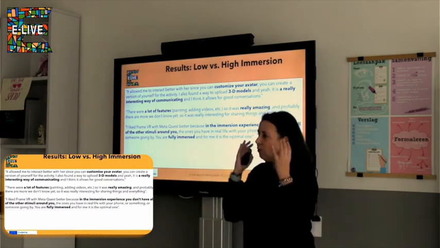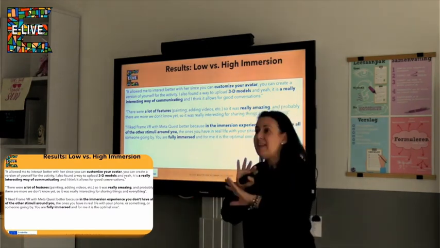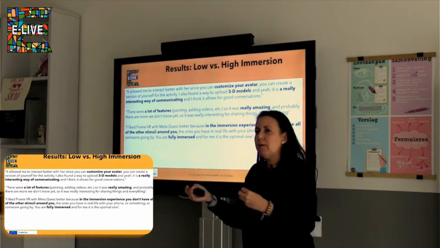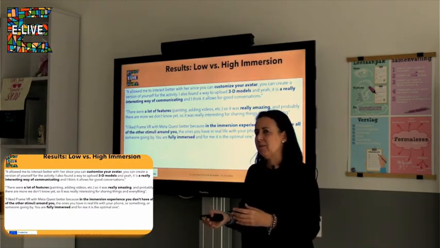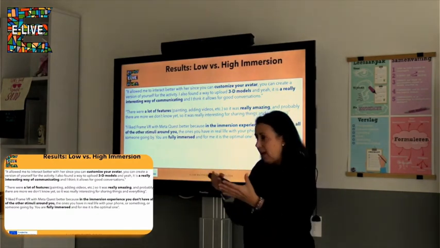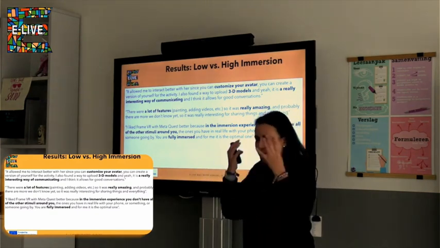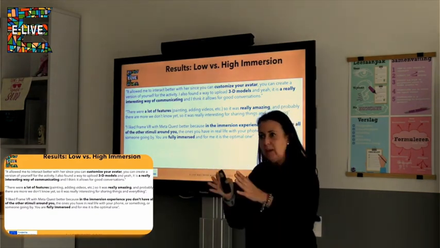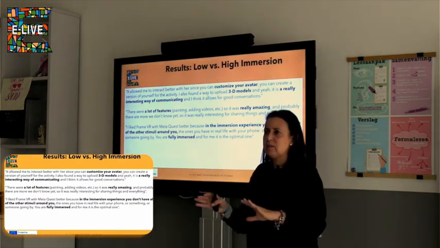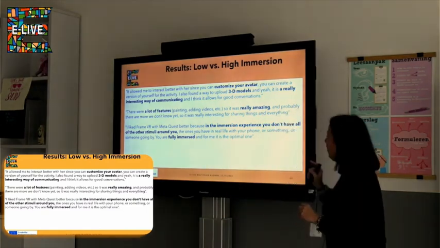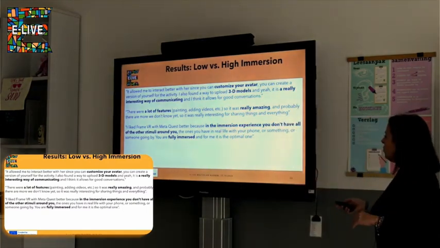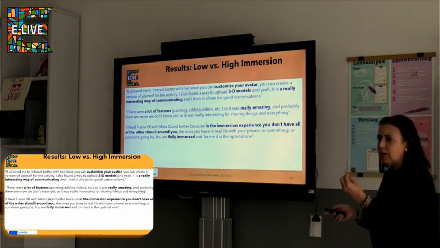However, when they put the goggles on, they can't see or hear anything else. So even if they get a message on their phones, they can't see that. And they cannot even have WhatsApp open on the goggles. So they are fully immersed and nothing distracts them from the task. And that was something that all of them highlighted. So this fully immersed is really fully immersed.